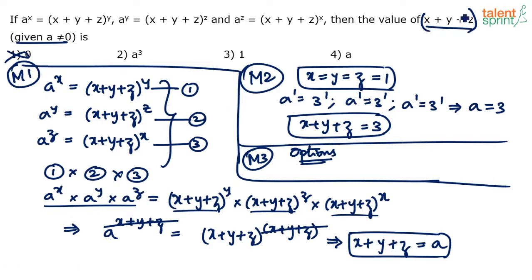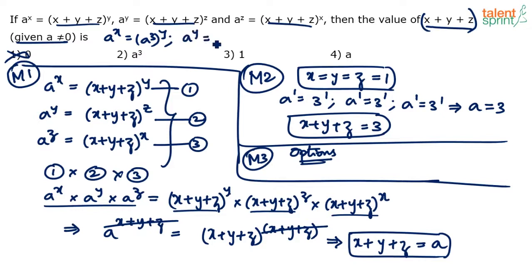According to option 2, x plus y plus z equals a power 3. So substitute a power 3 here. What happens? If I substitute a power 3 in the values of x plus y plus z everywhere, what do we get? A power x equals a power 3 whole power y, which means x equals 3y. Similarly, y equals 3z, z equals 3x. Are you getting it? Are you able to follow?